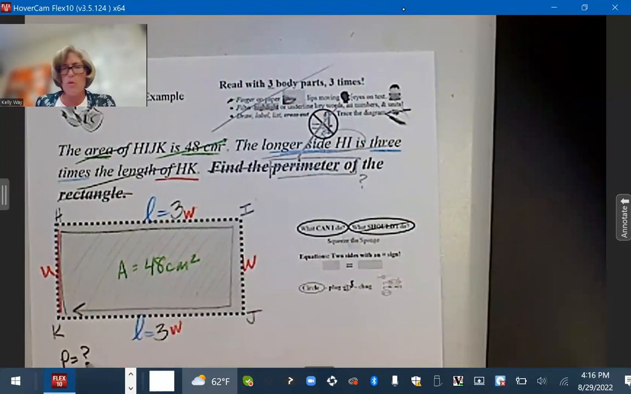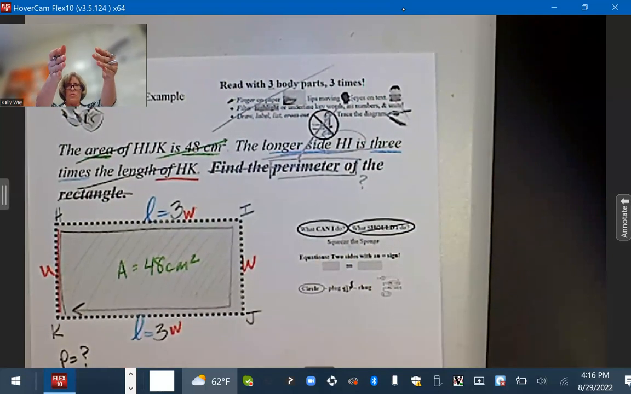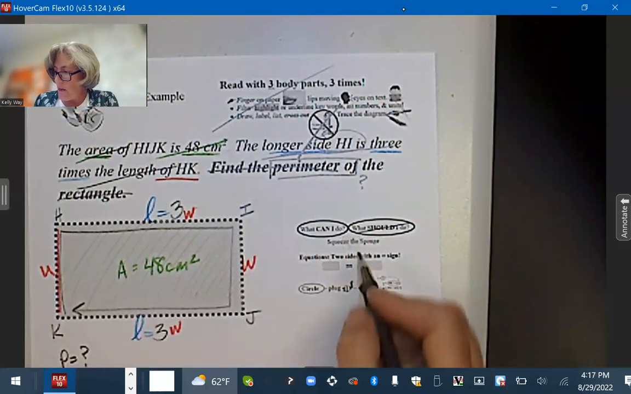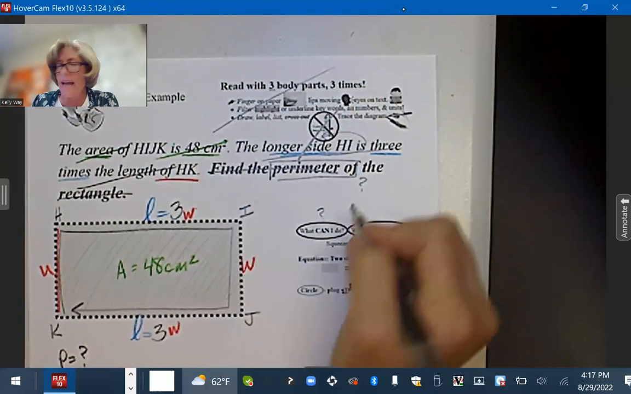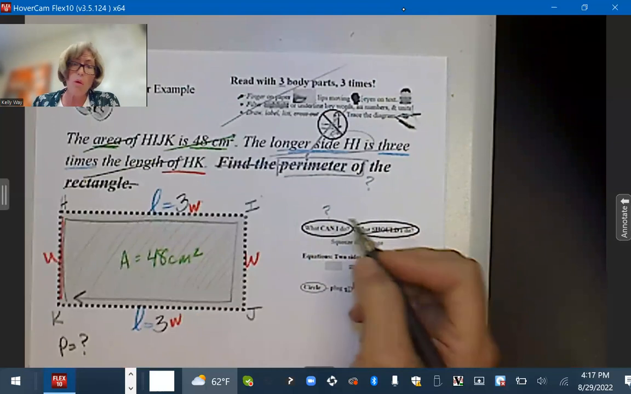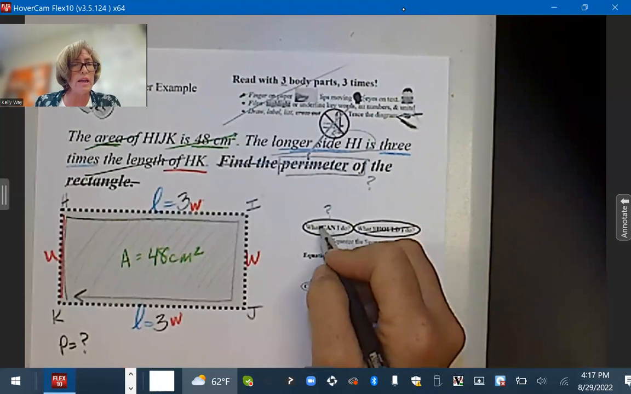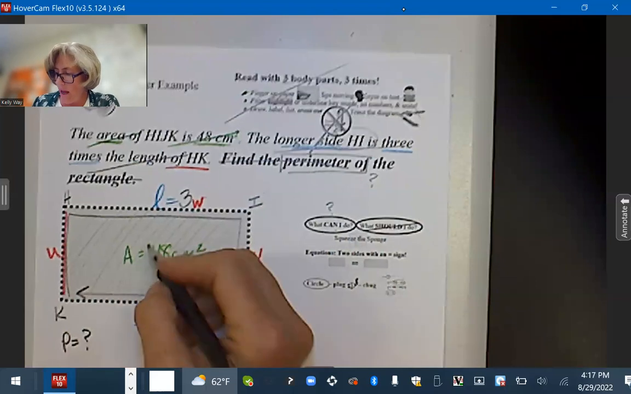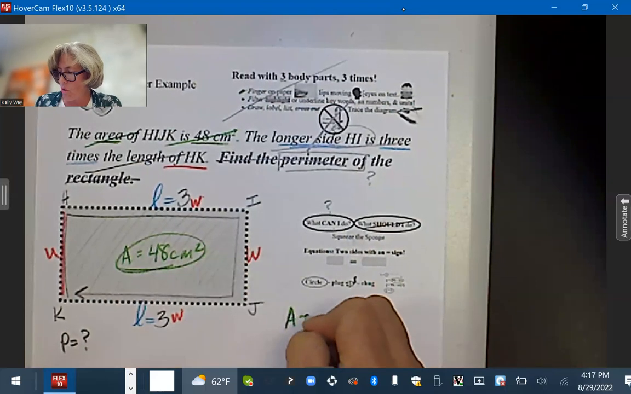You do not focus on what you want. You focus on what you have. And you ask yourself, what can I do with what I have? Not what I should do, what can I do? Always start with what you have. So we have the area. That's what we're starting with.